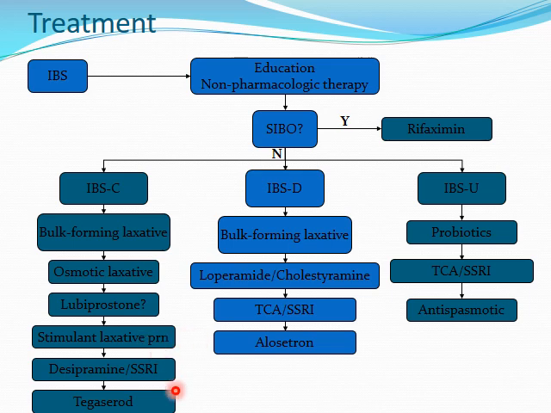And then stimulant laxatives, TCAs. And if you have a female patient who's really unresponsive to everything else, then tegaserod could be considered. For IBS with diarrhea, again, we're going to look at bulk forming laxatives, loperamide or cholestyramine, TCAs, and then alosetron for female patients who have not responded to anything else. And then for IBS that's untyped, we can look at things like probiotics to maybe help restore normal bacterial flora. TCAs are going to be useful here as well, and then antispasmodics really as needed for symptoms.